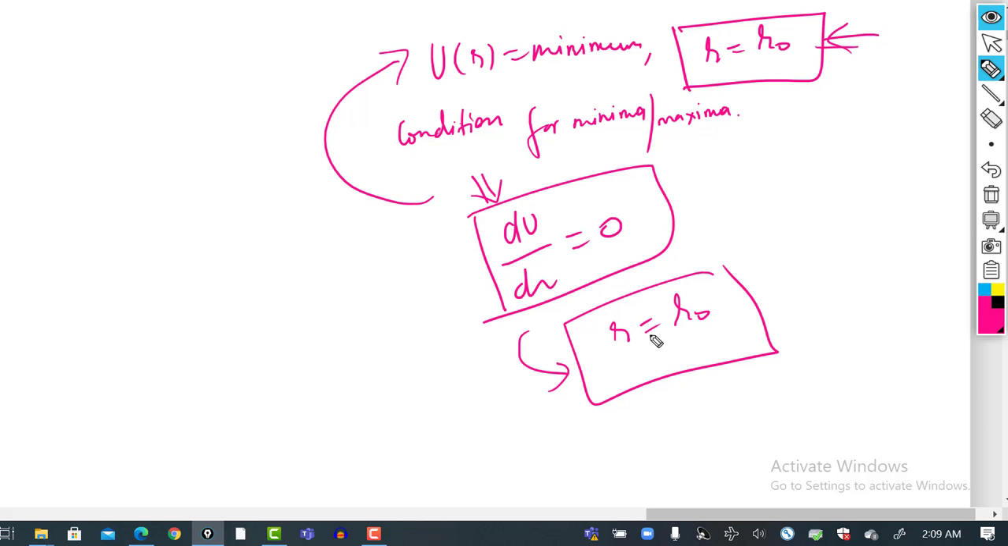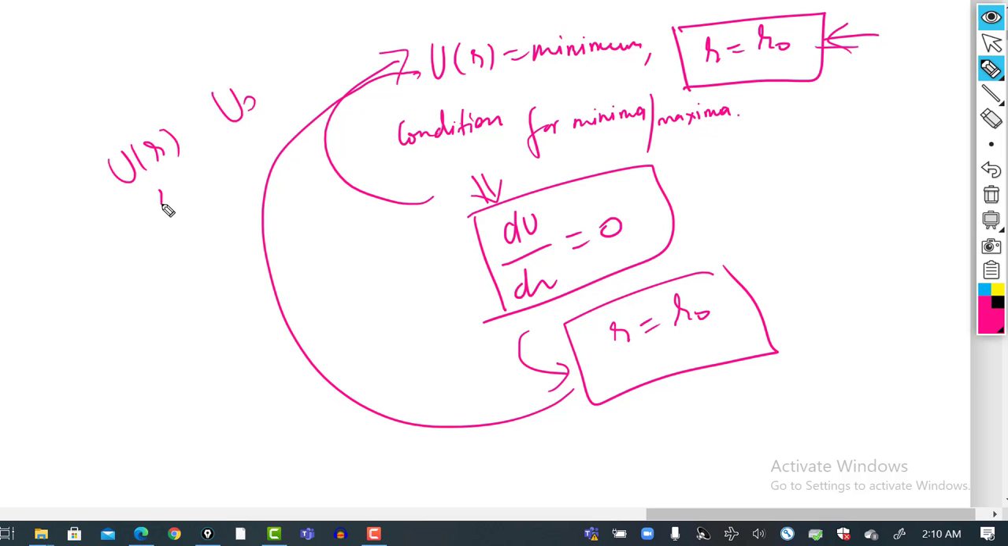Once you find R equal to R naught, you can put R equal to R naught in the expression U of R, and you are going to get the answer for U naught. When you put R equal to R naught, U of R becomes U naught. So let's solve that numerical which was asked in GATE 2019.